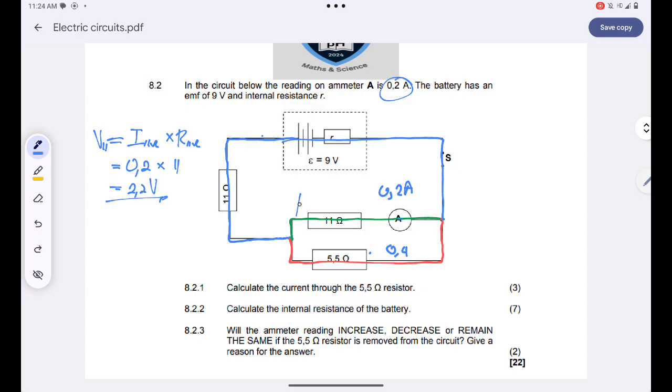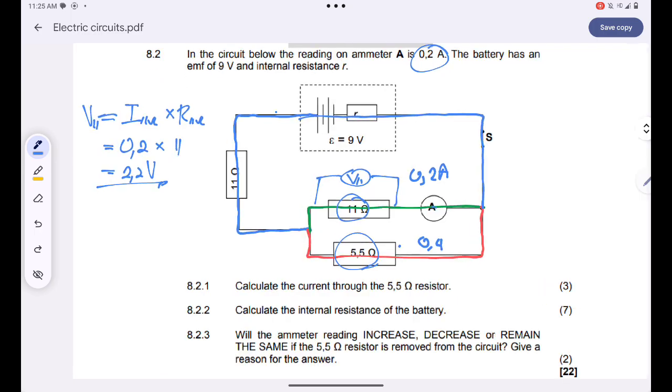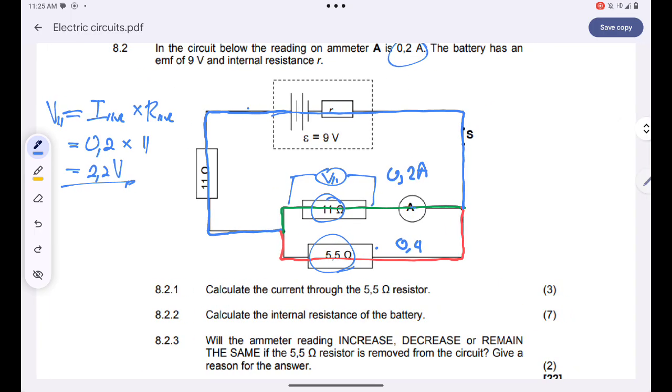So now I know that for my parallel combination, the potential difference is just 2.2. Remember that the potential difference across the 11 ohm resistor is the same as the potential difference across the 5.5 ohm resistor. So after finding the potential difference, I can simply calculate the current flowing through the 5.5 ohm resistor by saying current is equal to the potential difference across the resistor divided by the resistance of my resistor. That's 2.2 divided by 5.5.